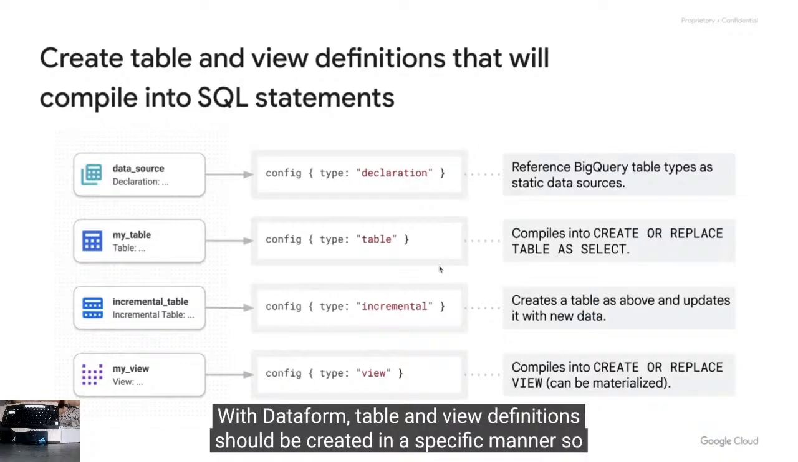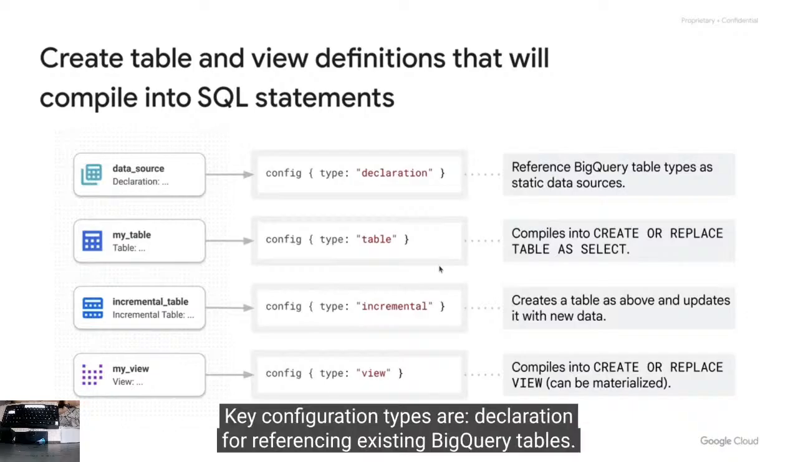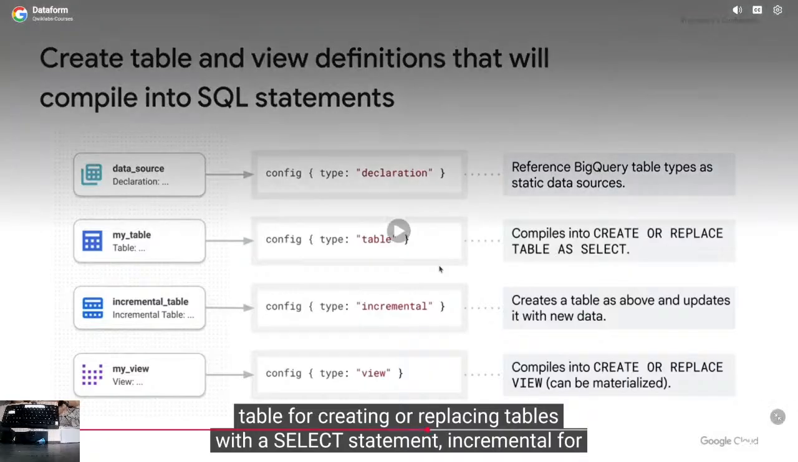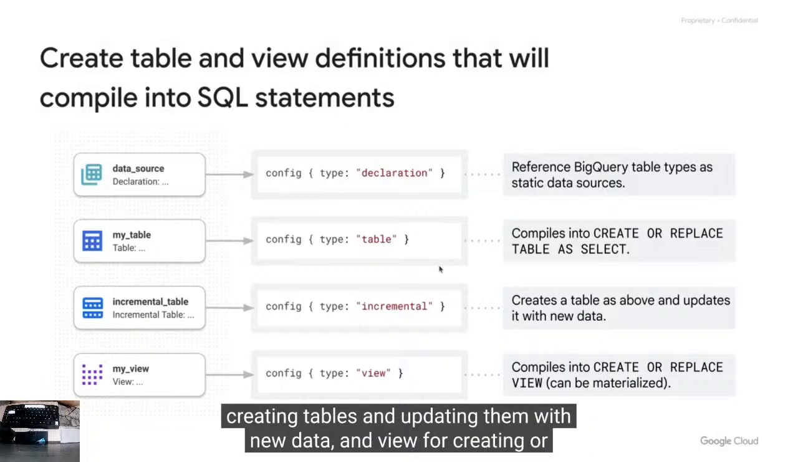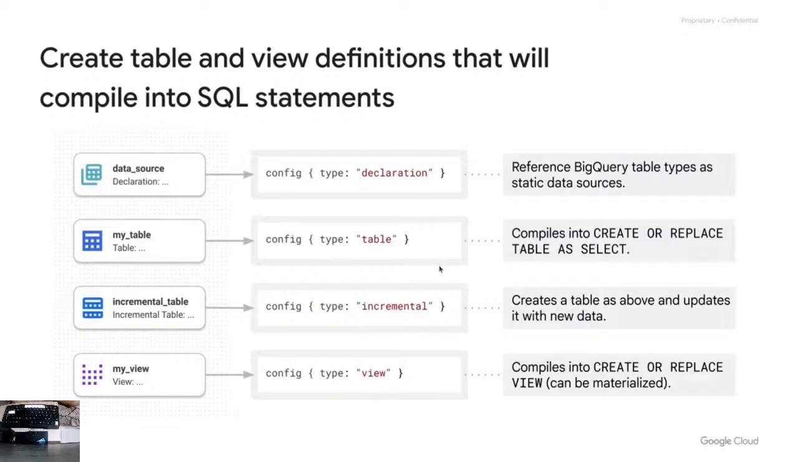With Dataform, table and view definitions should be created in a specific manner so that they can be compiled into SQL statements. Key configuration types are declaration for referencing existing BigQuery tables, table for creating or replacing tables with a select statement, incremental for creating tables and updating them with new data, and view for creating or replacing views, which can optionally be materialized.